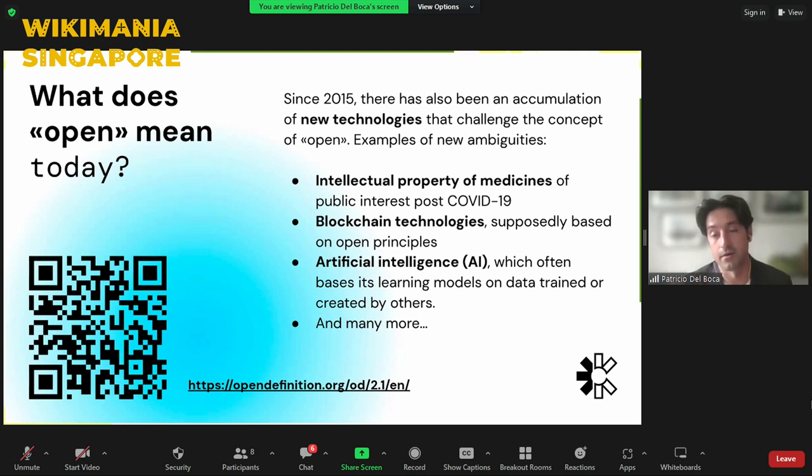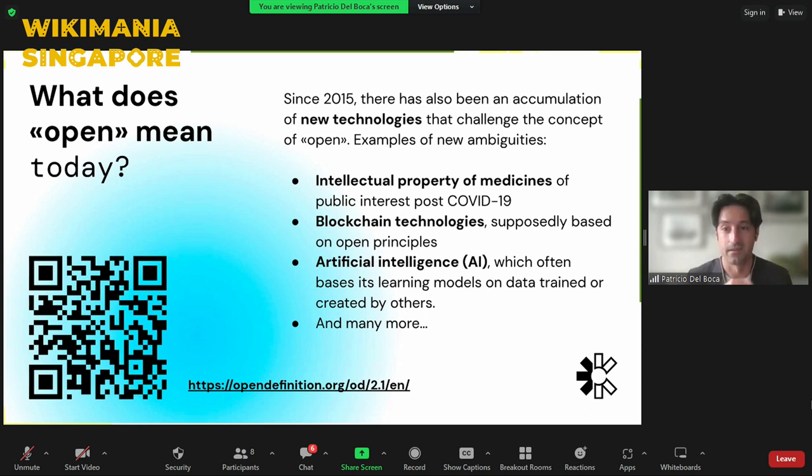Also, another huge thing that happened since 2015 is that a lot of emerging new technologies critically challenged the definition and the concept of open. For example, intellectual property on medicines to tackle pandemics, like after the post-COVID-19 crisis. Blockchain technologies have emerged and widely spread, supposedly based on open principles. And the hot topic today is artificial intelligence, which often bases the learning of its models on open data. That triggered a whole discussion on what open means in terms of artificial intelligence.